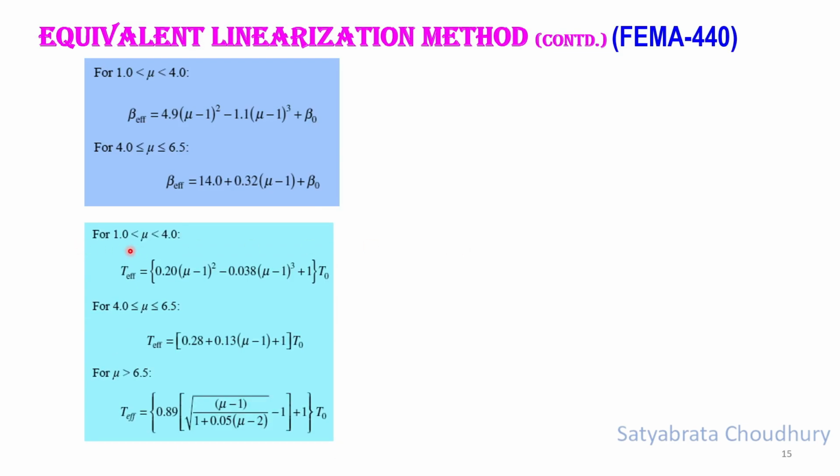Furthermore, if 1 less than mu less than 4, then the effective time period is given through this expression. T naught is the initial time period when it was elastic. Then for the other range of ductility it is given by another expression, and when mu is greater than 6.5, the effective time period is given through this expression. So this involves only ductility and the initial time period.